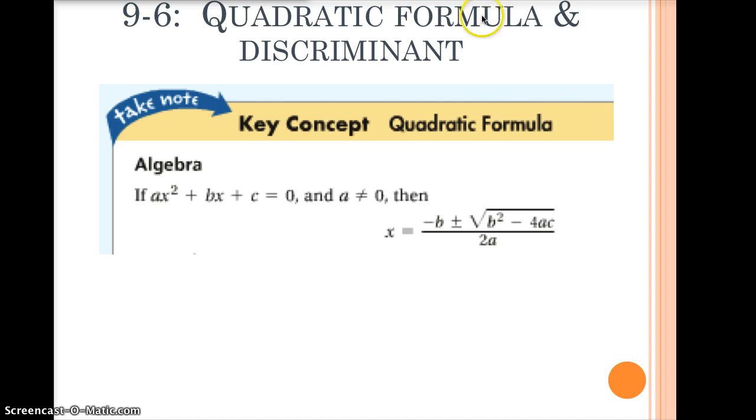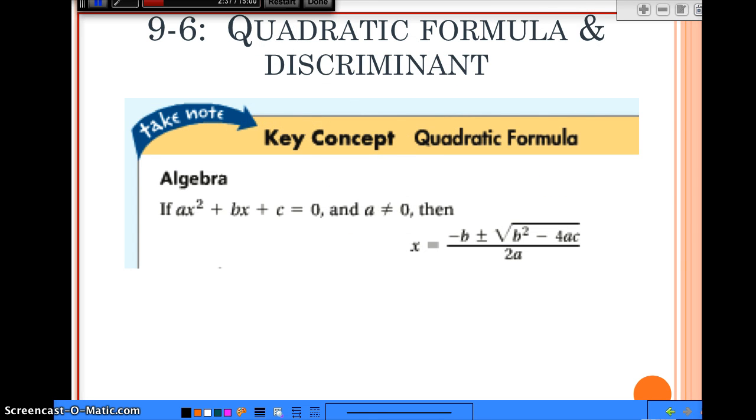Okay, 9.6, quadratic formula and the discriminant. Quadratic formula is on your reference sheet, guys, so make sure you find that on your reference sheet because you get to use it on all the test quizzes and the EOC. Okay, and we're going to talk about the discriminant. The quadratic formula is right here. It is the ax squared plus b, that's the quadratic equation, and the quadratic formula is this.